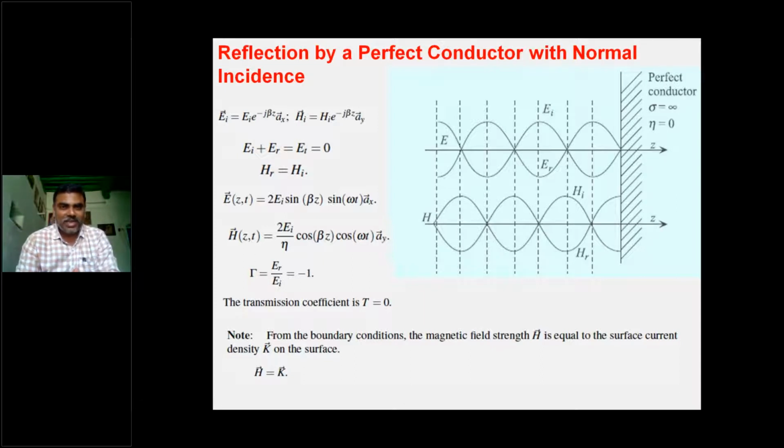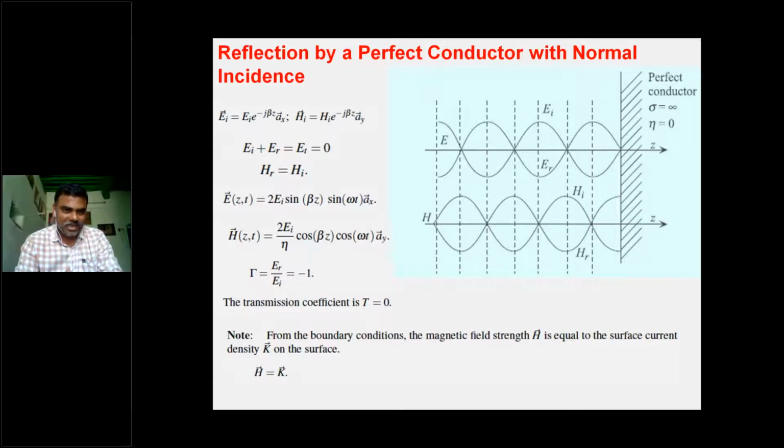And here generally we consider the wave is propagating in the z direction, so positive z direction. So we have the general form, the magnitude of that incident wave Ei, e power minus j beta z, in the x direction we consider ax. Similarly, Hi is Hi e power minus j beta z ay. And the sum of the incident magnitude and the reflected magnitude is equal to the transmitted magnitude. Since here there is no transmitted magnitude, it is 0, and Hr equals Hi.